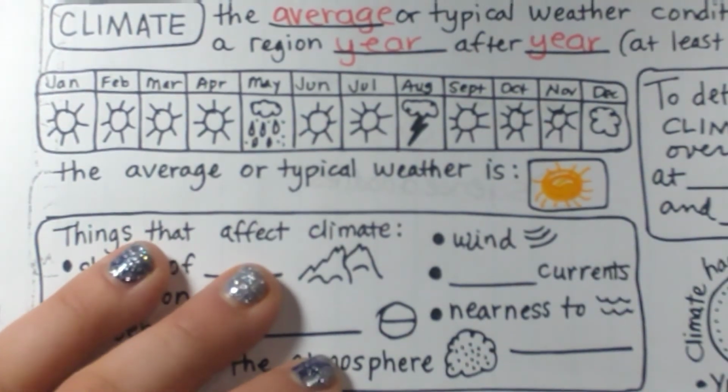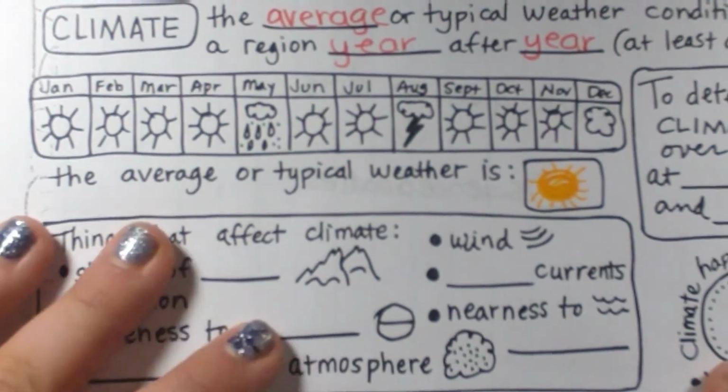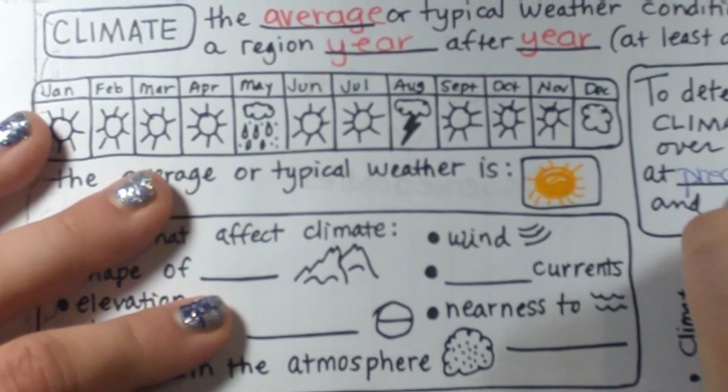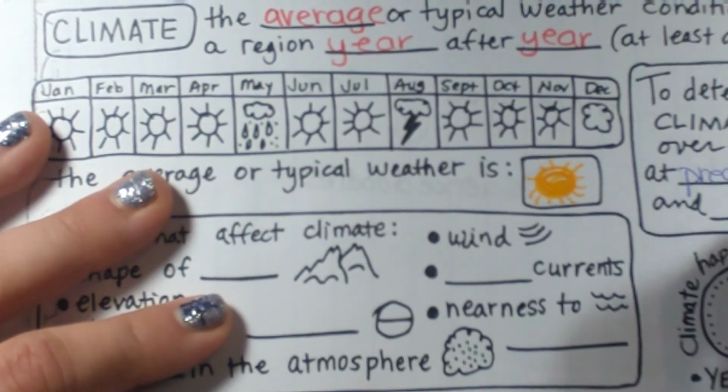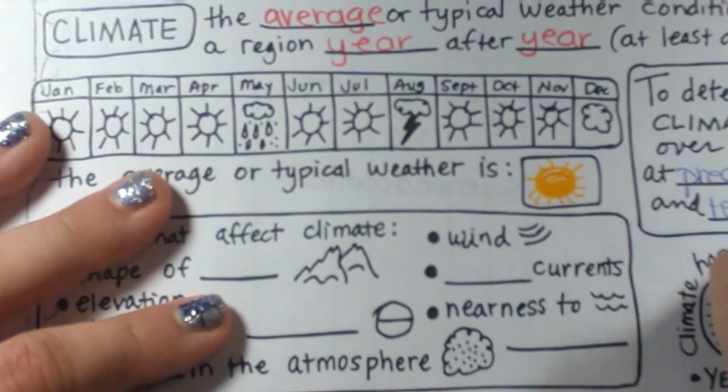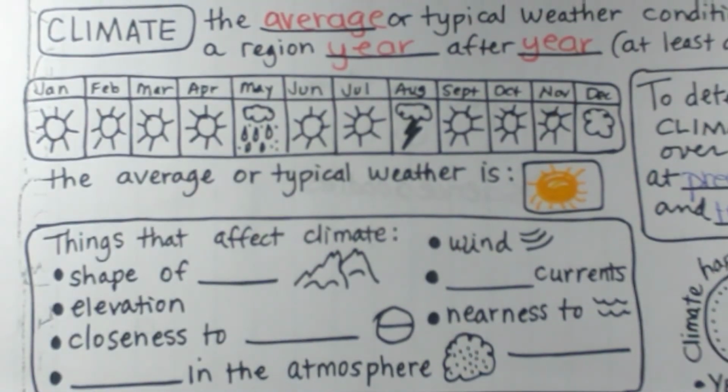So basically, to determine the climate over time, you look at the precipitation and the temperature, which is what we did here. It rained, it had a thunderstorm, and we looked at the temperature. Was it sunny? Was it cold? Was it snowing? We know it's cold if it's snowing.